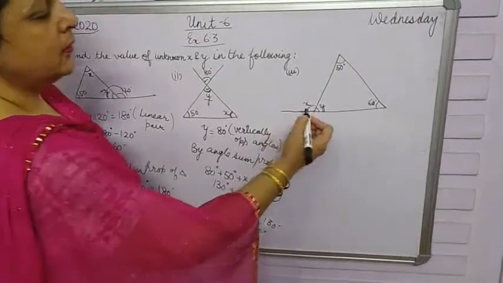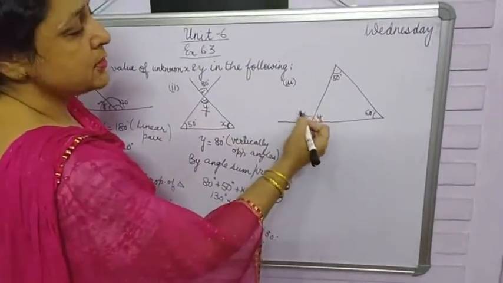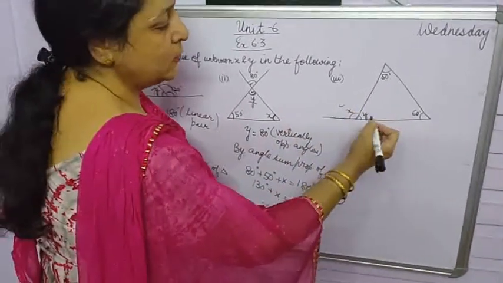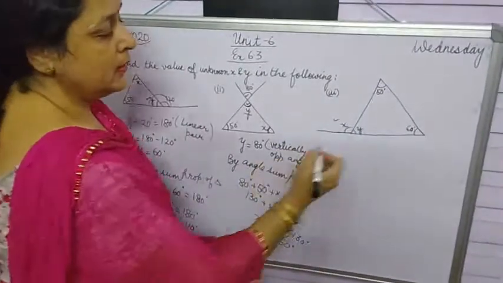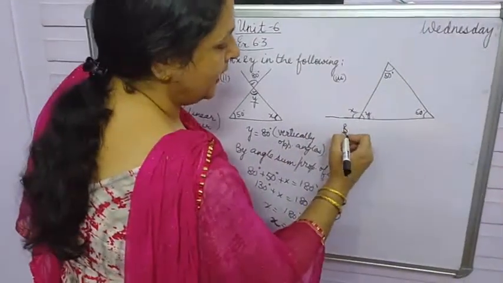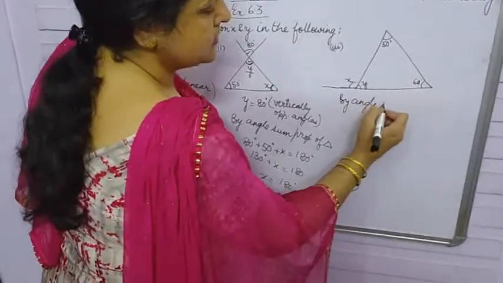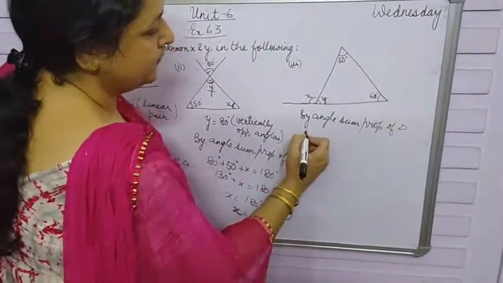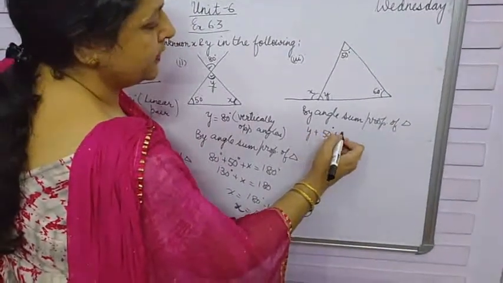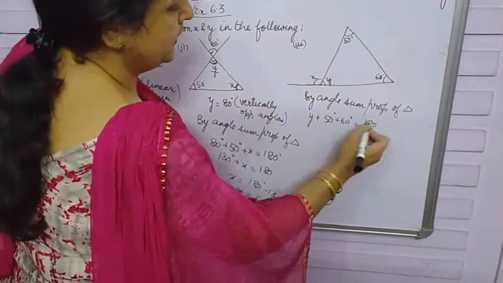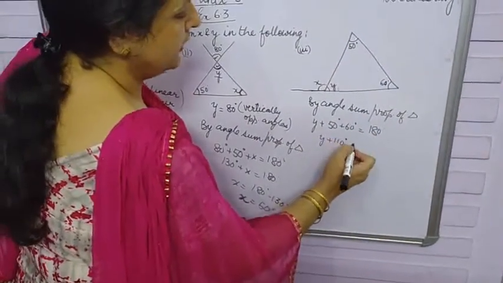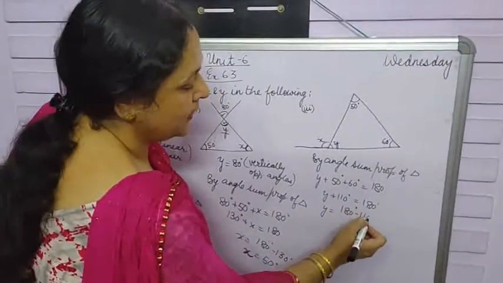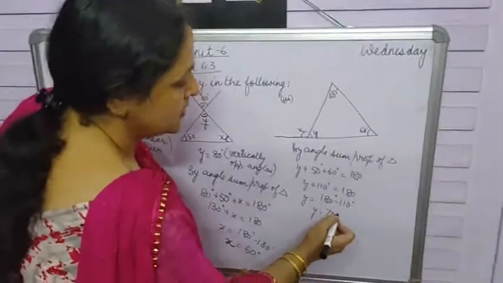Now in the third part, here we cannot first use the linear pair property because here both the angles are unknown. Now either you can calculate y by using the angle sum property. Okay, let us start. By the angle sum property of a triangle, y plus 50 degrees plus 60 degrees is equal to 180. 50 plus 60 is 110. 110, when it goes to that side, it will be subtracted. So y is equal to 70 degrees.